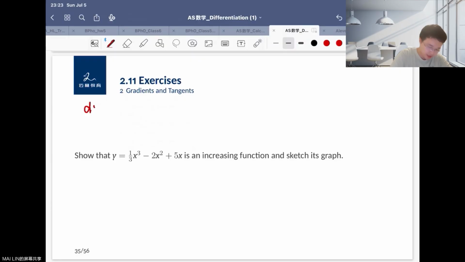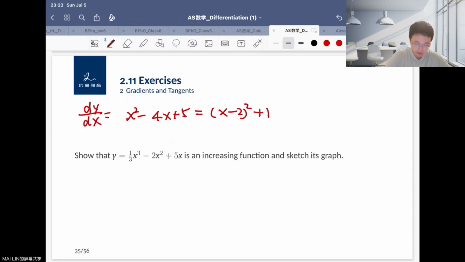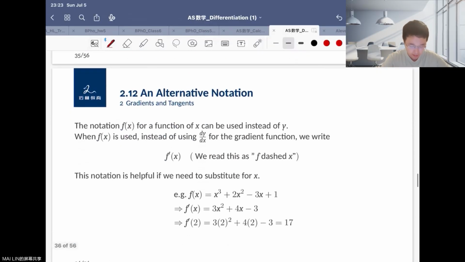Okay, so dy over dx is x squared minus 4x plus 5. Okay, that is it. And to prove it is an increasing function, you have to set that it is bigger than or equal to 0, right? Because x squared minus 4x, you can add a 4, that is (x minus 2) squared plus 1, right? So you can find it's bigger than or equal to 1. So that here is an increasing function, right?